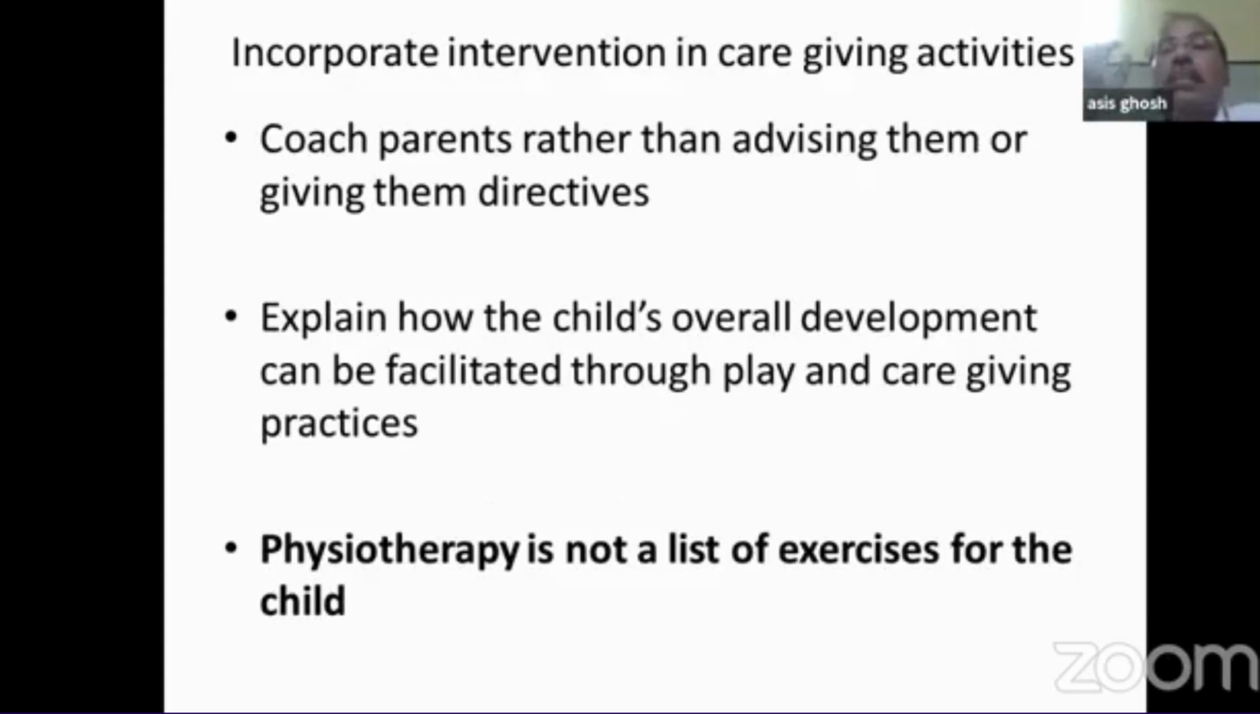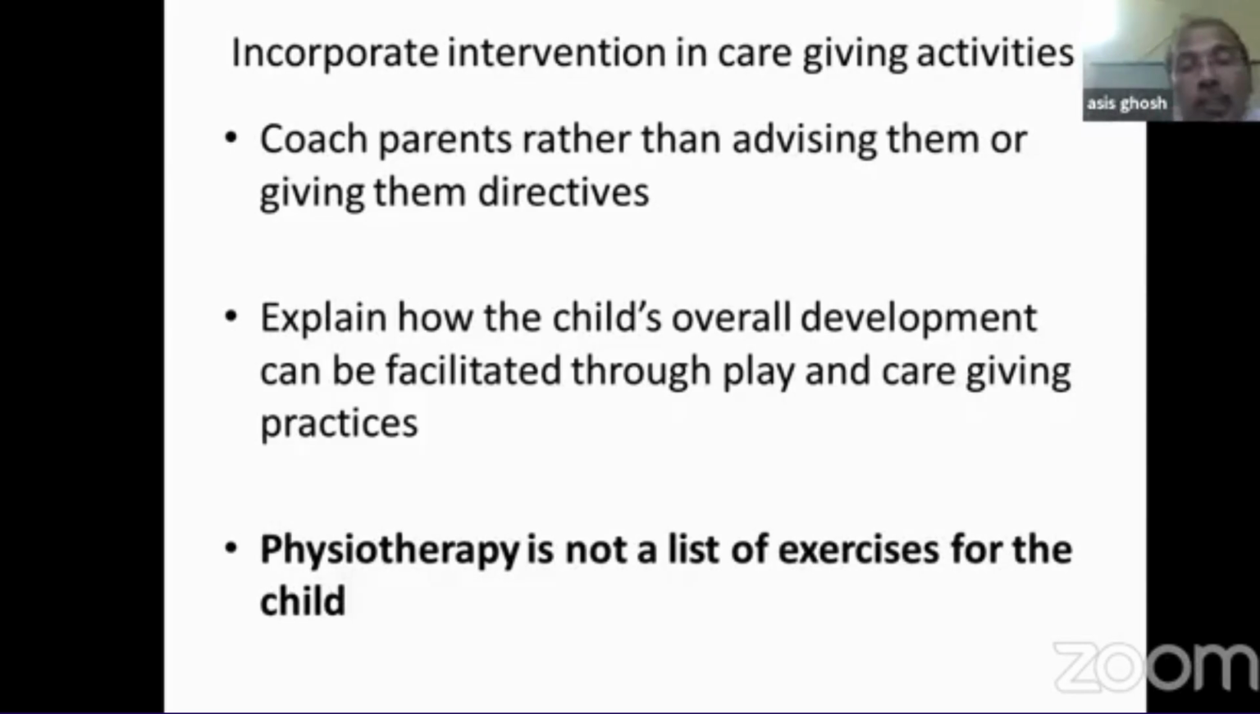So incorporate intervention in caregiving activities. I am emphasizing this because I have learned in my long experience that whatever good physiotherapist, occupational therapist, speech pathologist, psychologist, or special educator you are, unless the parents understand what you are trying to say and what is doable for them at home, there is no point giving them lots of advice. So coach parents rather than advising them or giving them directives. Explain how the child's overall development can be facilitated through play and caregiving practices. I will be showing some videos on how all this can be incorporated in a particular context-based activity.